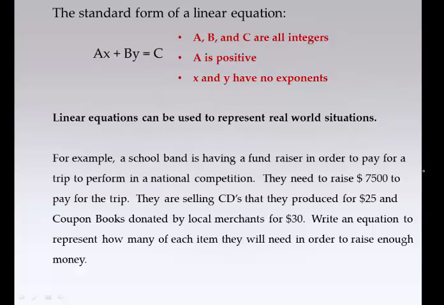We can call the CDs x, and we can call the coupon books y. CDs are $25 each, so 25x would be the total raised from the CDs, and the coupon books are 30, so 30y would give us the total raised by the coupon books, and we need that to equal $7,500.